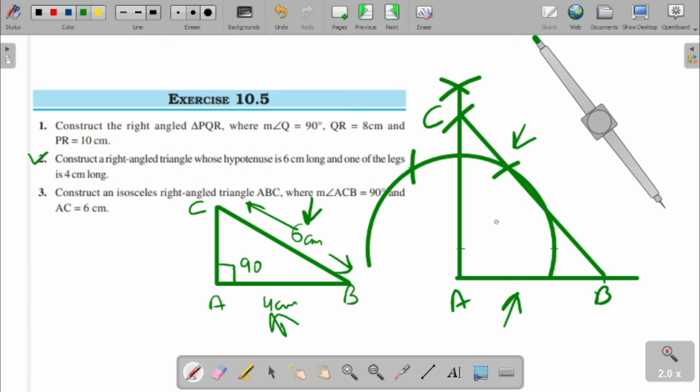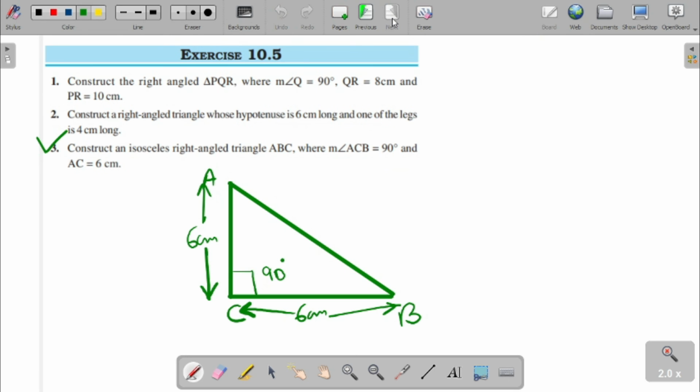Now let us move to question number 3. In question number 3, we have to construct an isosceles right angled triangle ABC, where at C this is 90 degree. Now you can see this is 90 degree. We have at C we have drawn the 90 degree. So AC is given as 6 centimeter. This is 6 centimeter which is given to you. So this will be also 6 centimeter. Since this is isosceles triangle, so we will start.